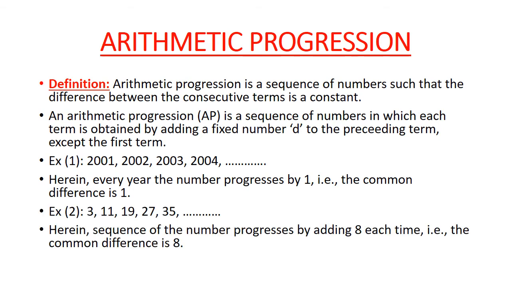Let's take another example. Second sequence. We are calling it a sequence because we don't know if it is an arithmetic progression. Let's see the sequence: 3, 11, 19, 27, 35. When we check the sequence, second number minus first number, 11 minus 3, 8. Third number minus second number, 19 minus 11, 8. 27 minus 19, 8. 35 minus 27, 8. So every time we get the next number by adding 8 to the previous number, or if we subtract the previous number from the next number, we always get the same value, that is 8.